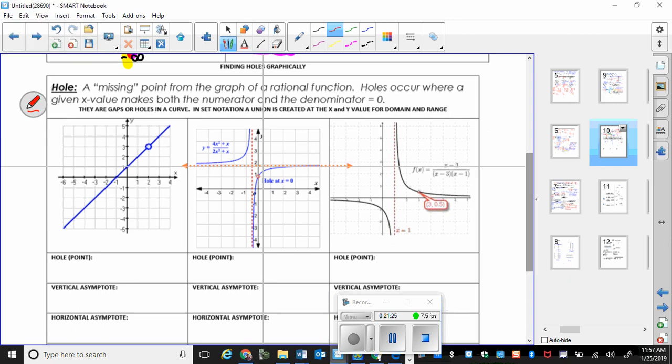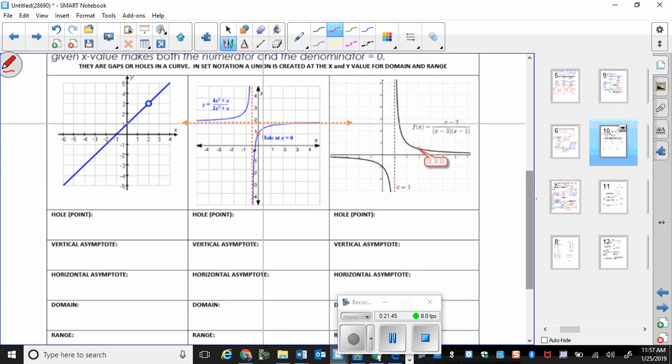Now next, we're going to look at what we call holes. Holes are missing points from the graph of a rational function. Holes occur where a given x value makes both the numerator and denominator 0. So you'll recall, holes are going to be easy to identify as we move forward. What I'm asking you to do here is identify the holes, vertical asymptotes, horizontal asymptotes, domain and range, to see the connection between all of these key graphical characteristics.